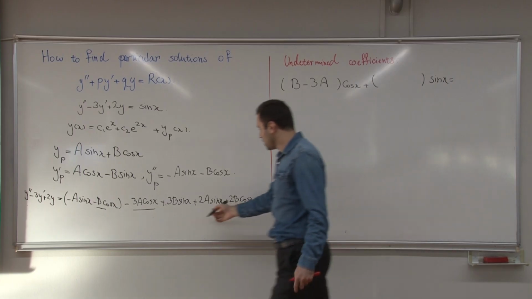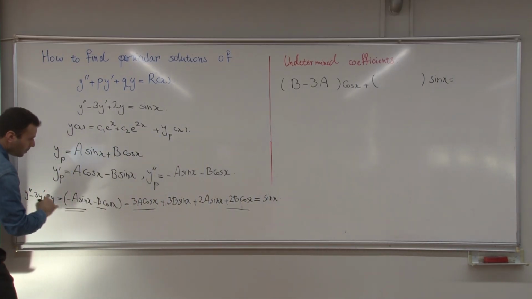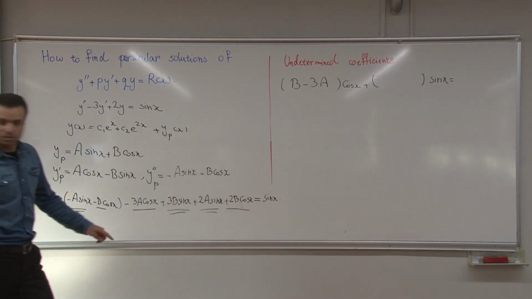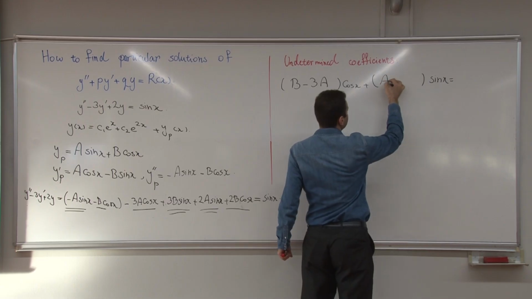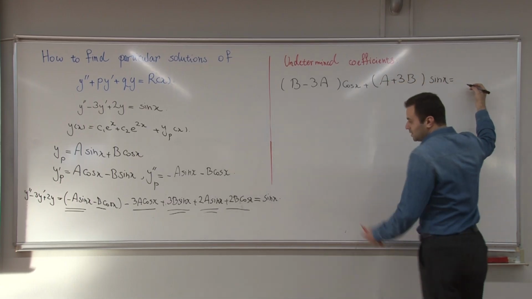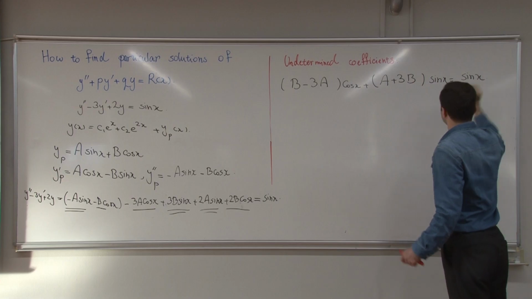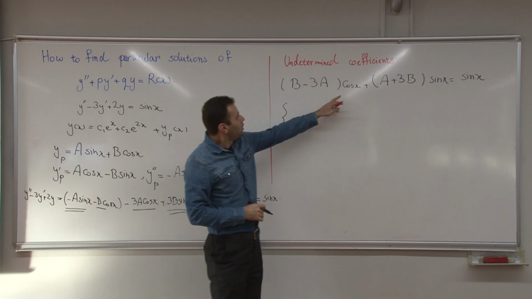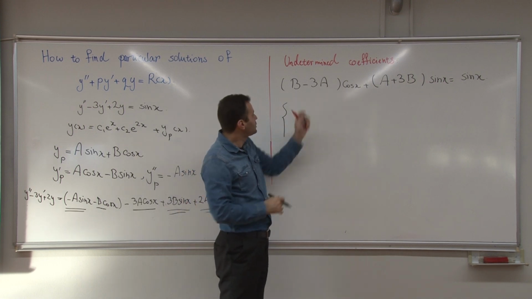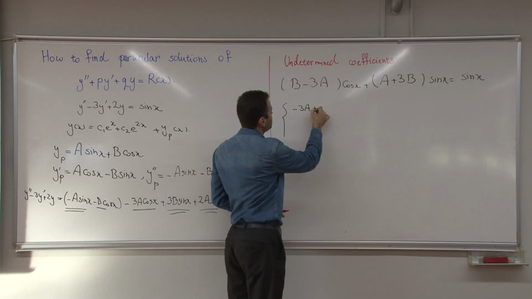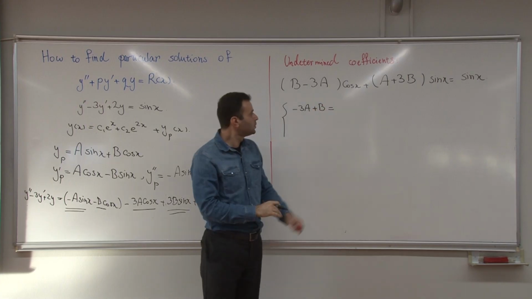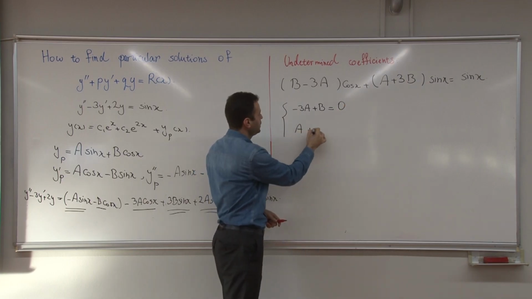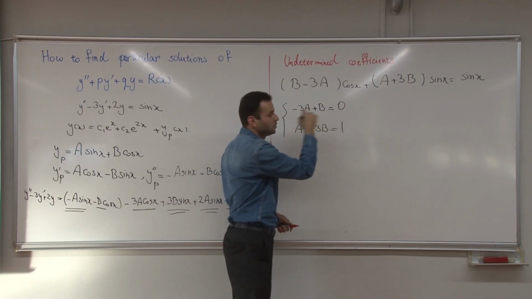what is the coefficient of sine of x here? Minus a, 3b, 2a. a plus 3b. This is equal to sine of x. What do we get from here? What is the coefficient of cosine on this side? It is minus 3a plus b equal to 0 on the other side. And a plus 3b equal to 1. Okay?